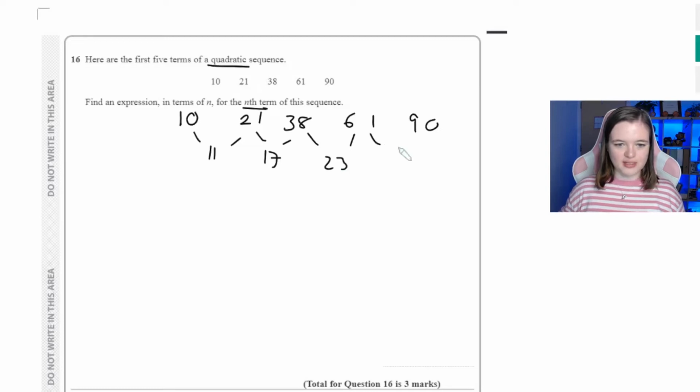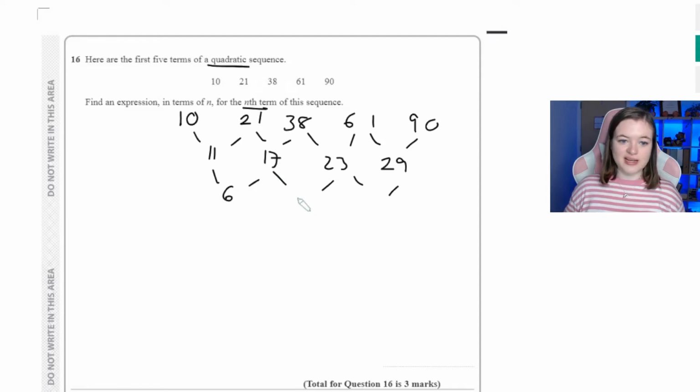23, and then 61 and 90. I'm just doing 90 take away 61 for all these. Whatever the second number is, take away the first, and that'll give you the difference. And that's 29. Then the second difference is do exactly the same again. 11 to 17, that's 6. 17 to 23 is also 6. That and that also 6. It should all be the same one for here.